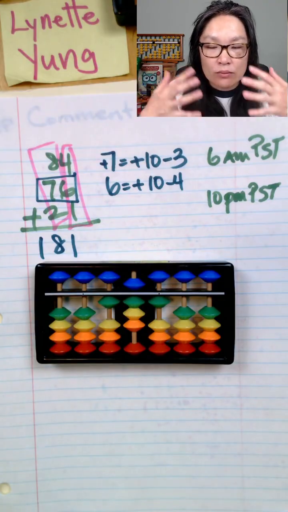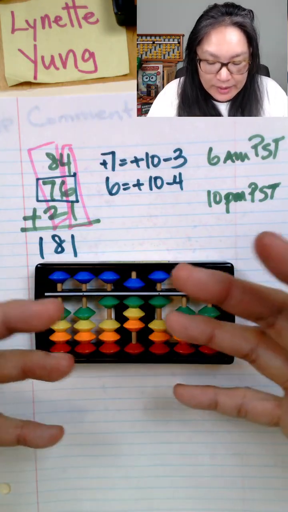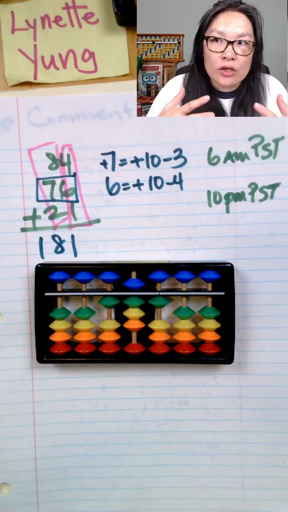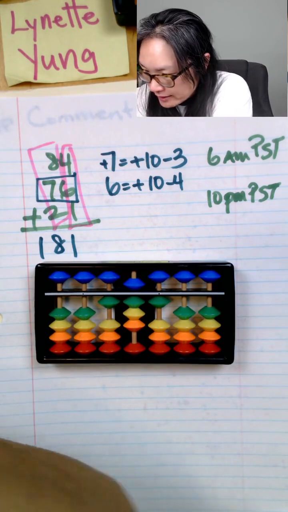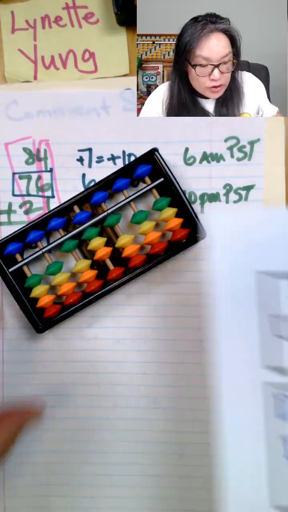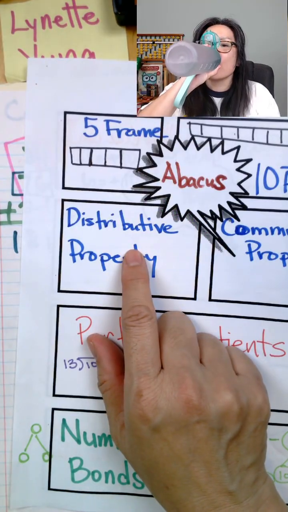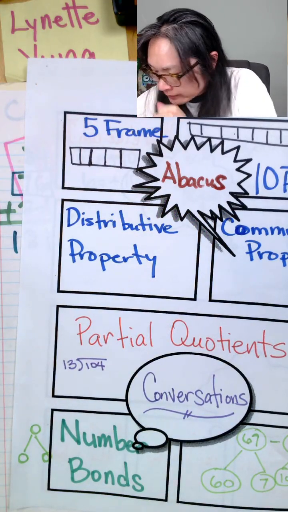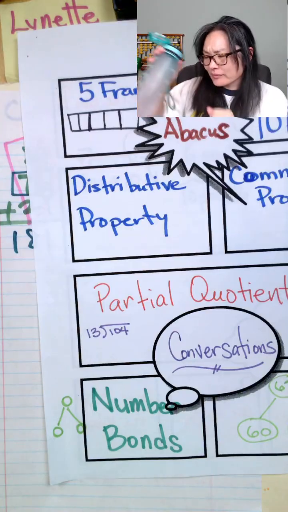I have more ideas and more epiphanies to try to connect everything. There's a lot of connection between abacus and regular school math. It's just that nobody has made the effort to connect the two. What I mean is, we have all these terminologies that we never use in abacus. We never use the word distributive property. We don't use the word five frame.